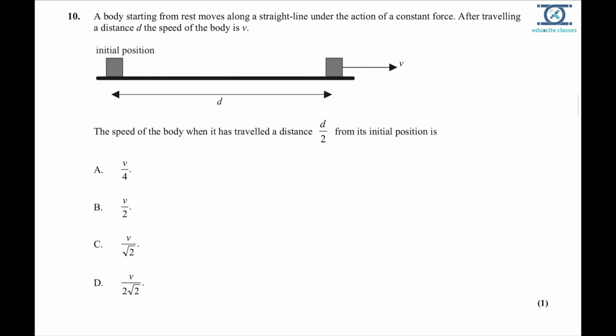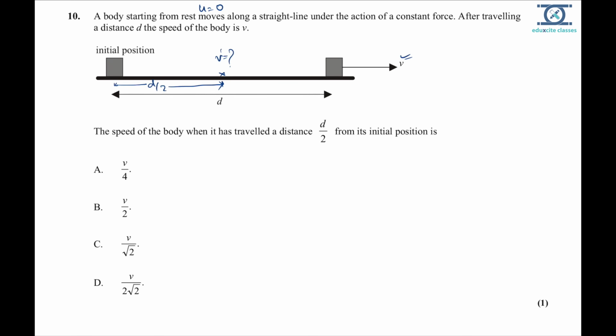Now question number 10. A body starting from rest, so the value u is given to you as 0, along a straight line under the action of a constant force. After traveling a distance d, the speed of the body is v. Now we have to find out the speed of the body when it has traveled a distance d by 2. Let us say this is the point at a distance d by 2. What will be the speed? Let us say v dash.